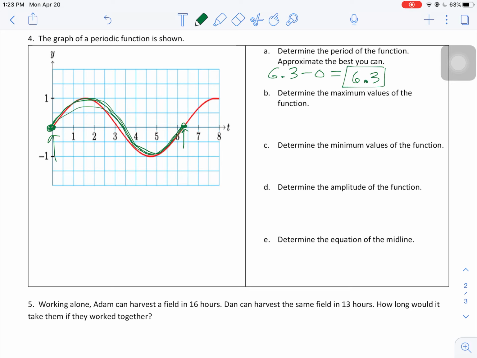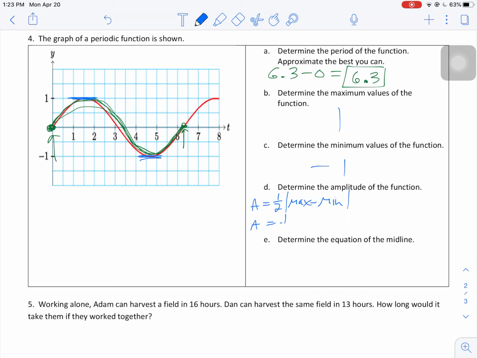For the maximum, we're looking at the highest y value. So right up at the top here, this is a y value of 1. For the minimum, we're down here at a y value of -1. Amplitude is 1/2 times the absolute value of the max minus the min.